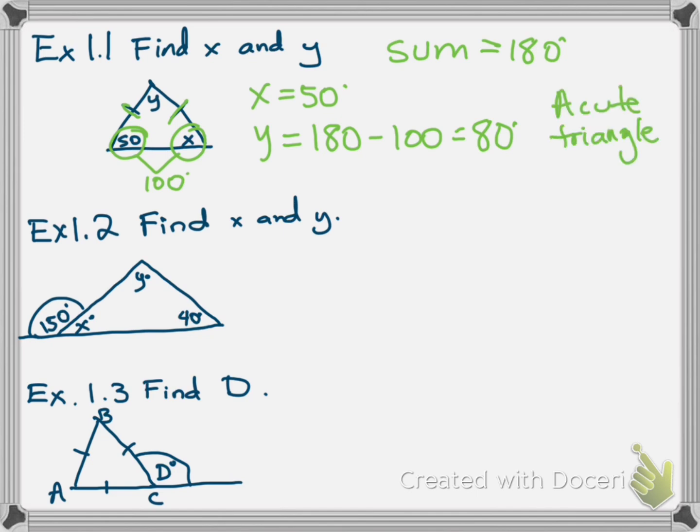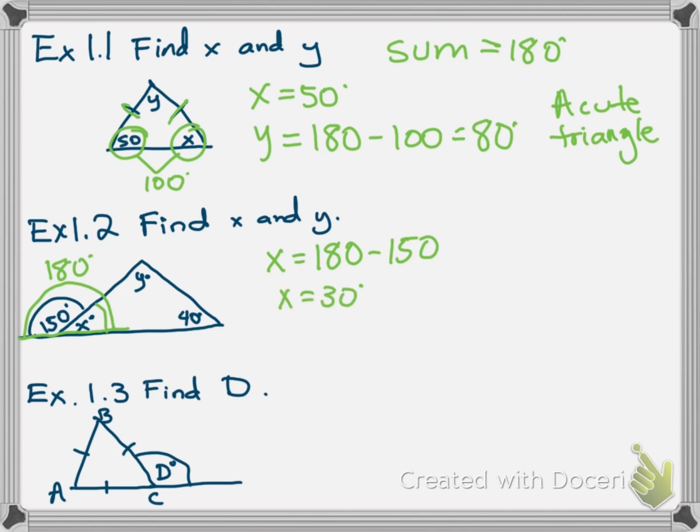Then we have example 1.2. Again, it says find x and y, and it gives us this drawing. Now notice that what we need to find first is this x. Why? Because we know that all of this is 180, so we can find what x is. And how do I know that is 180? Because it's a straight angle. Remember that a straight angle is 180, and so 150 and x are supplementary. So I just subtract 180 minus 150, and that equals 30.